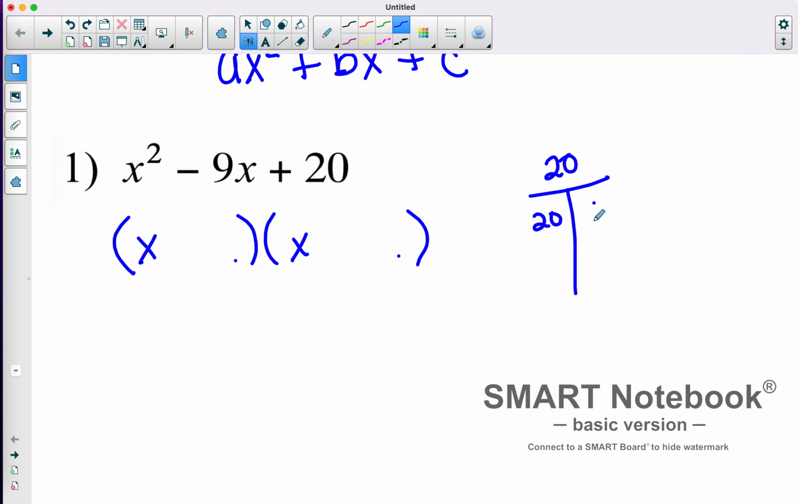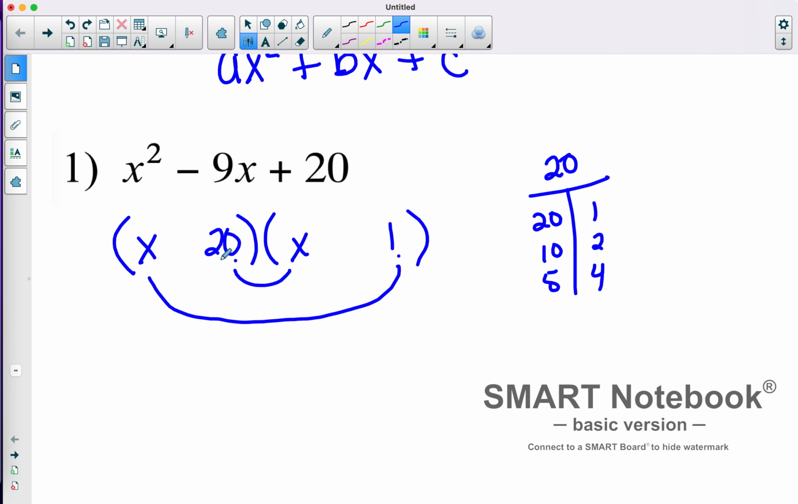That could be 20 and 1. It could be 10 and 2. It could be 5 and 4. So any combination of those might work. If I tried 20 and 1 and multiplied it back out, I know that x times x gives me the x squared. I'm not looking for that right now, but we are looking for that middle term. So if I distributed from the inside and outside, I would get a 20x and a 1x. There's no combination of 20x and 1x that's going to combine to give me a negative 9x. So I know that that's not going to be a correct factor.